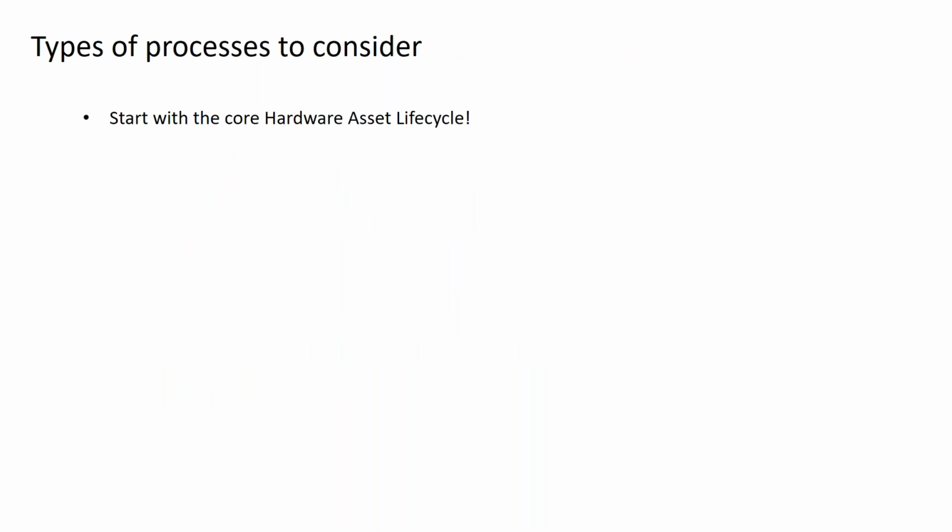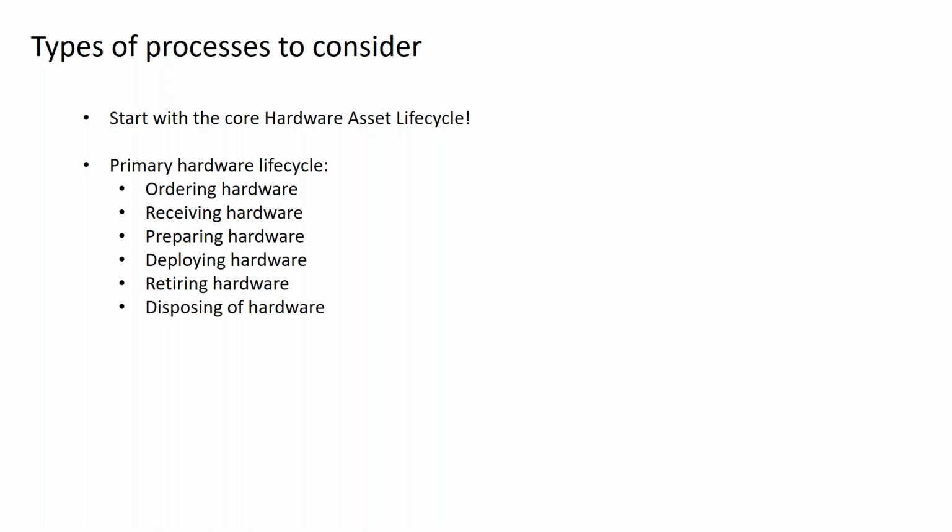So without further ado, let's get into today's topics. So types of processes to consider. With hardware asset management, we really want to start with the core hardware asset lifecycle. So when we look at what that entails, ordering hardware is where it starts.